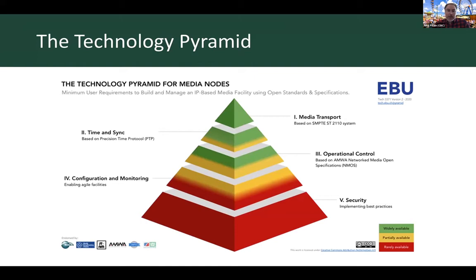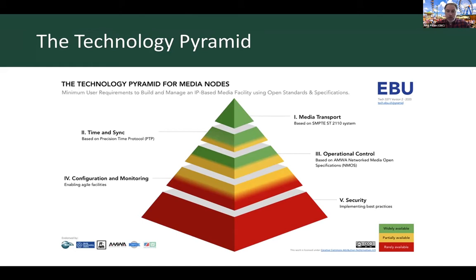and I will assume that everybody will have seen that once in their life. It's the EBU pyramid of media nodes. It gives the minimum user requirements to build and manage a large-scale IP-based facility, and that shows how 2110 needs a number of things around it to really build a big system.